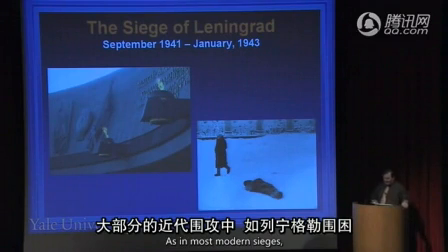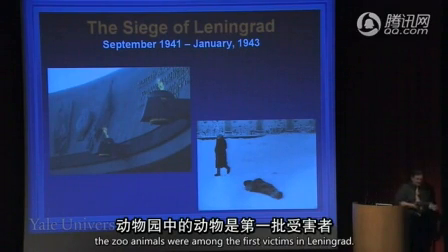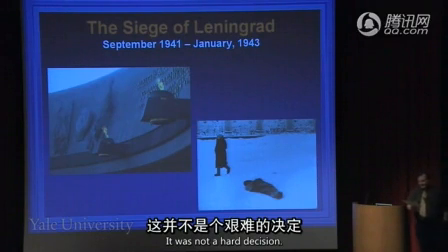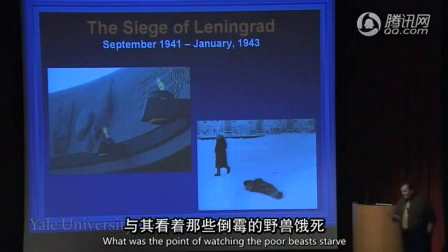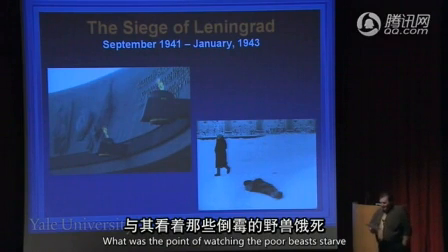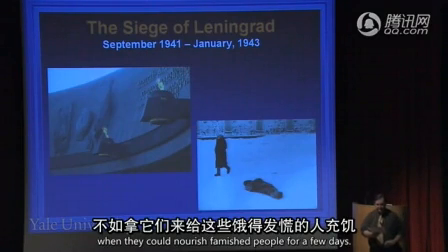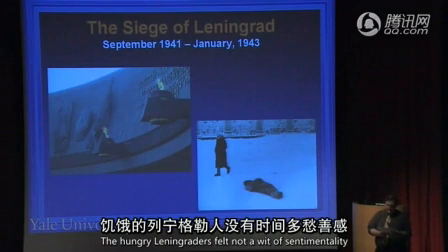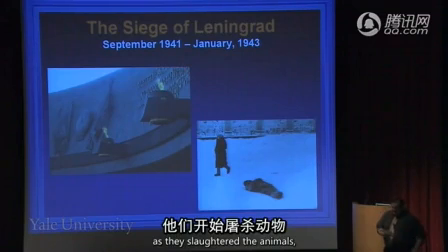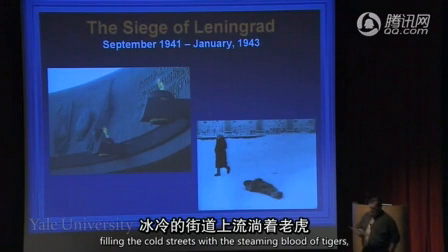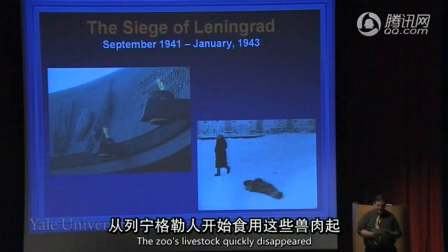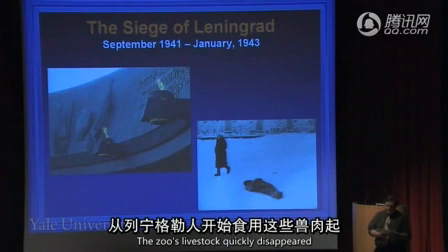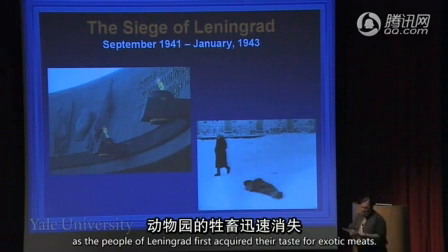As in most modern sieges, the zoo animals were among the first victims in Leningrad. It was not a hard decision. What was the point of watching the poor beasts starve when they could nourish famished people for a few days? The hungry Leningraders felt not a whit of sentimentality as they slaughtered the animals, filling the cold streets with the steaming blood of tigers, lions, and giraffes. The zoo's livestock quickly disappeared as the people of Leningrad first acquired their taste for exotic meats.